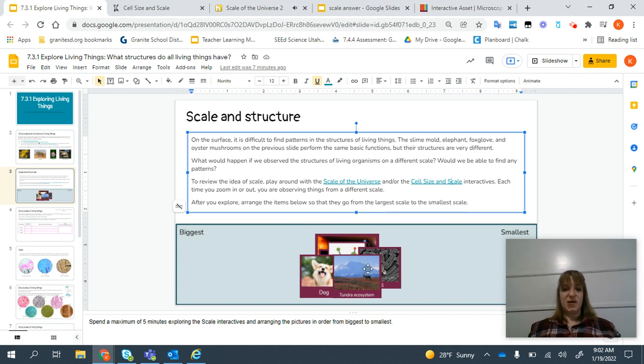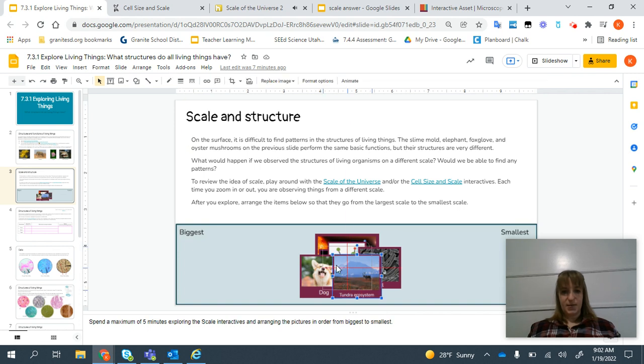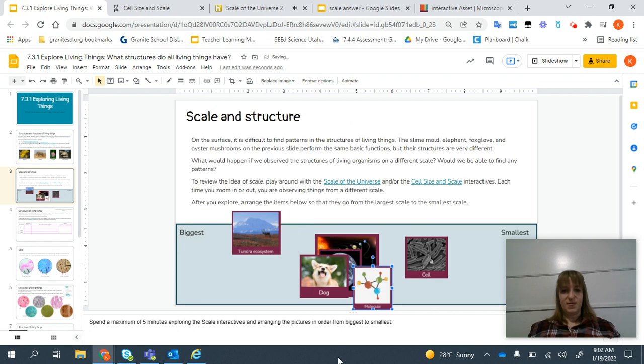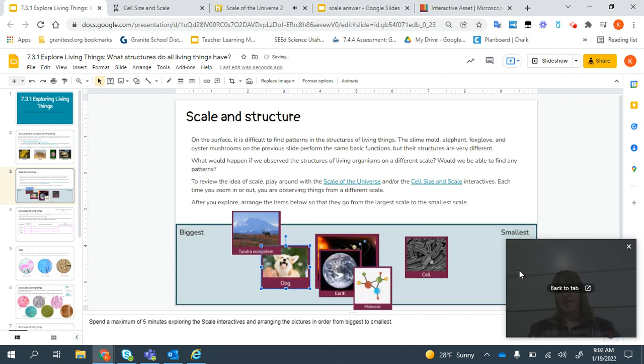you've got a bunch of pictures here. You're going to arrange them in order from the biggest scale to the smallest scale object. Okay, so you'll just start with these objects. You'll have to click on the pictures to move them around, and you'll decide which of these are the smallest objects and which ones are the largest, and then just arrange them in order on this line from biggest to smallest.